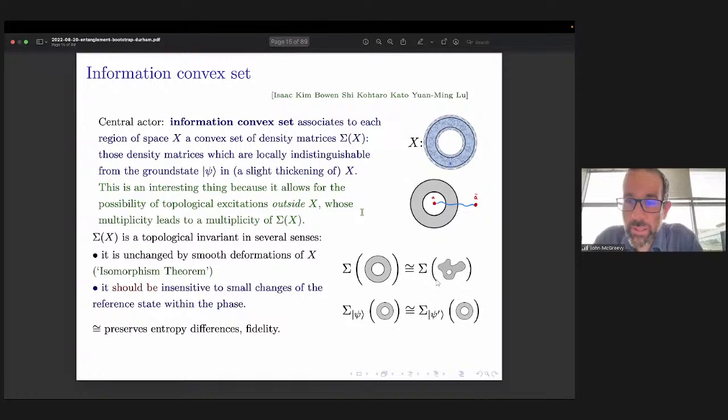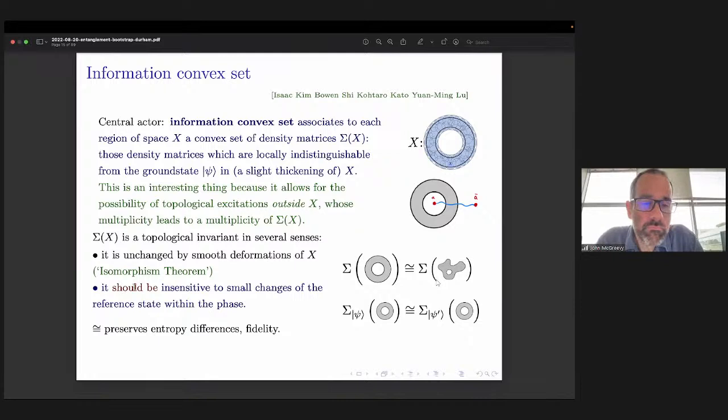And it's a good definition because this information convex set of a region is a topological invariant in at least two senses. So first of all, because of the axioms, it's possible to show that the information convex set is preserved by smooth deformation of X. So if, rather than taking a round annulus, I mush the annulus, the convex set is the same. What I mean by the same is that the extreme points are the same, the entropy differences between those density matrices are the same, and fidelities between those density matrices are the same. So that's what I mean by isomorphism of convex sets of density matrices.